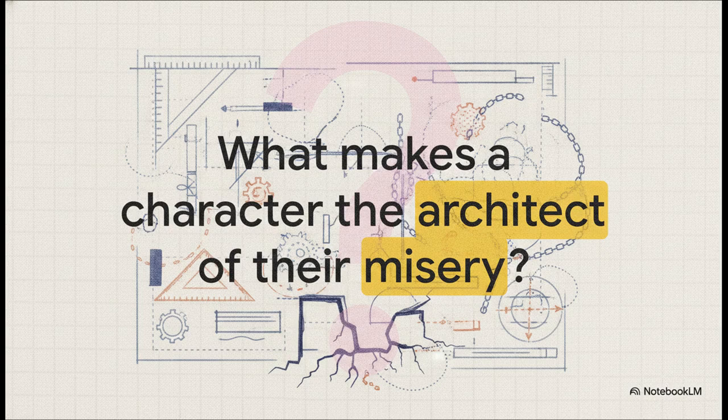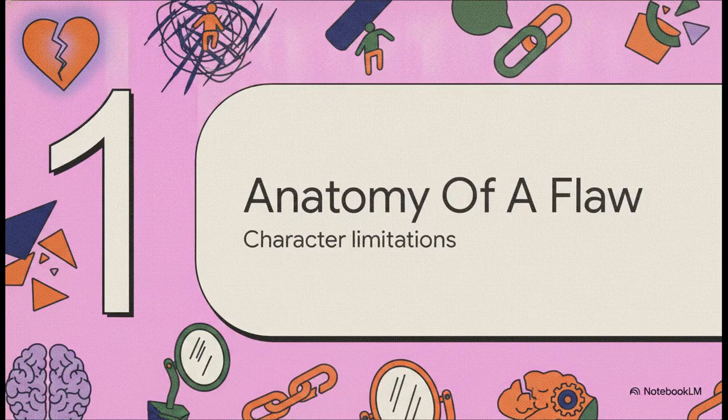Have you ever watched a gripping narrative and just found yourself asking, what makes a character the architect of their own misery? Like, why do capable, super intelligent protagonists keep making the exact same destructive choices or hitting the exact same emotional walls? Well, today we are going to decode the blueprint behind that exact phenomenon. Section 1, Anatomy of a Flaw, Character Limitations.